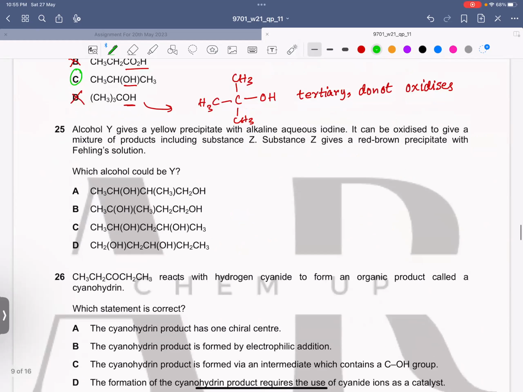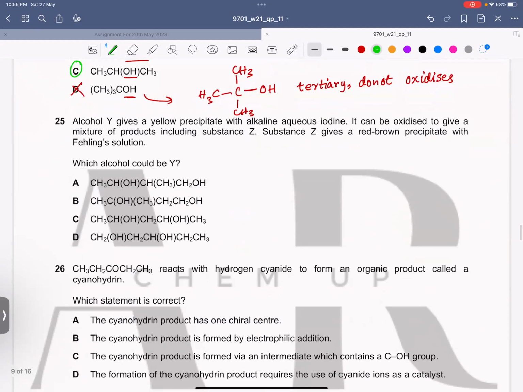Now question number 25. Alcohol Y gives a yellow precipitate with alkaline aqueous iodine. From here, I can conclude that if there is an alcohol Y giving a yellow precipitate with alkaline aqueous iodine, this alcohol must have this group in it, where the fourth bond of the second carbon has a hydrogen or an alkyl chain. It can be either hydrogen or an alkyl chain.